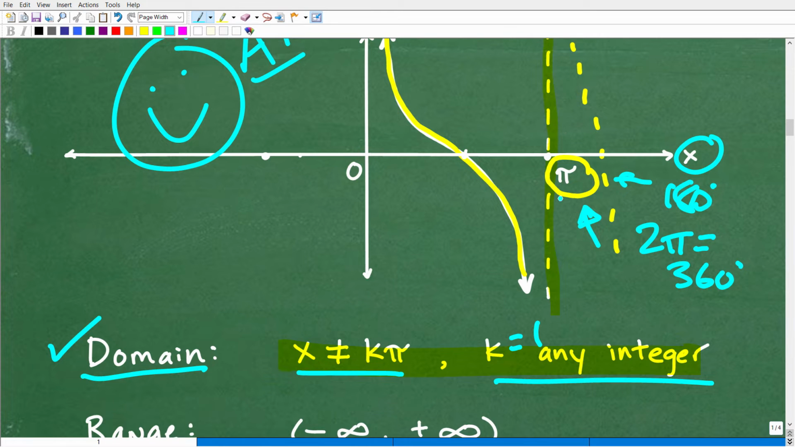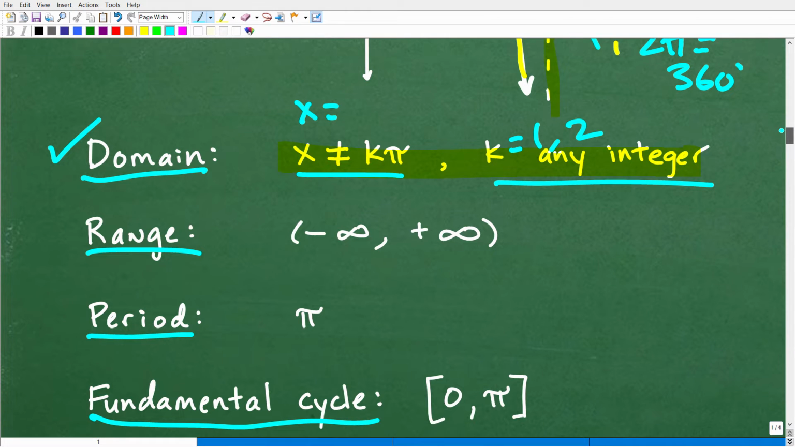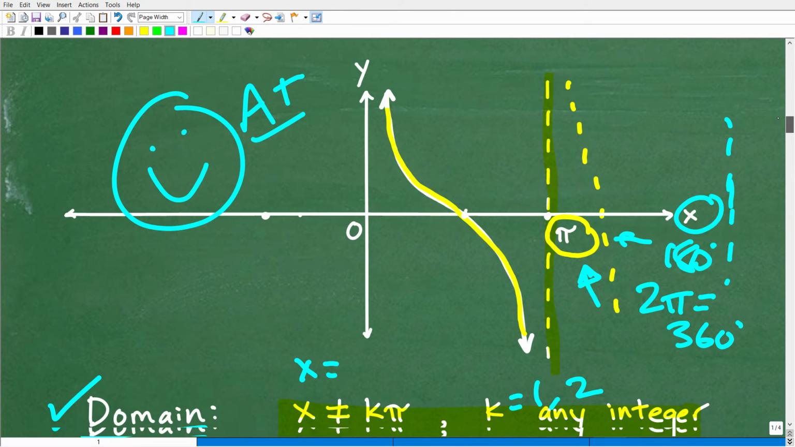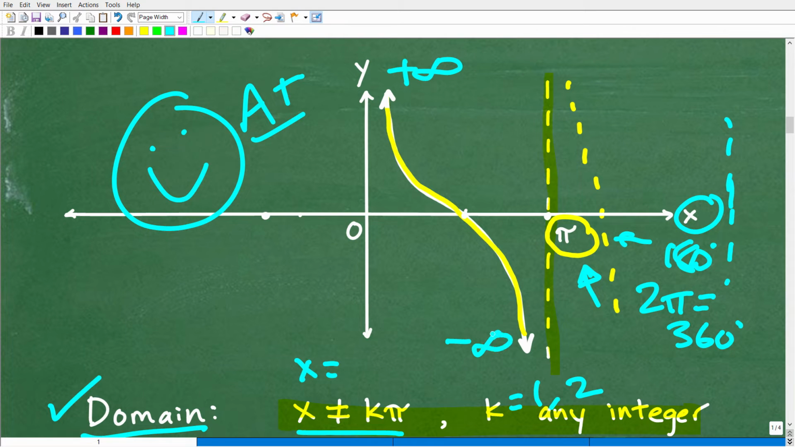But it's not just pi, right? It's any integer. So k can be 2, so 2 pi right over here would also not be in the domain. And that's where our asymptotes are going to be, because we're talking about x equals lines. Okay, so that is the domain. And then the range is going to be basically negative infinity to positive infinity. What does that mean? Well, it means the graph can go up to positive infinity, and down here it can go to negative infinity. So that is the range.